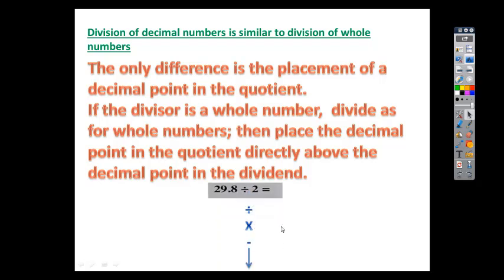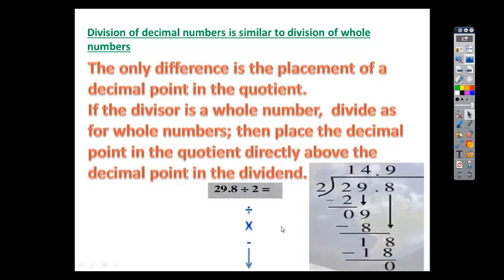Like this example, if you want to divide 29.8 divided by 2. The first step is to write the table. If you remember, 29.8, the first number, is called the dividend, then the divisor, and the answer will be called the quotient, which we write up. The divisor relates to the table. So when I divide 29.8 by 2, the divisor has 2.